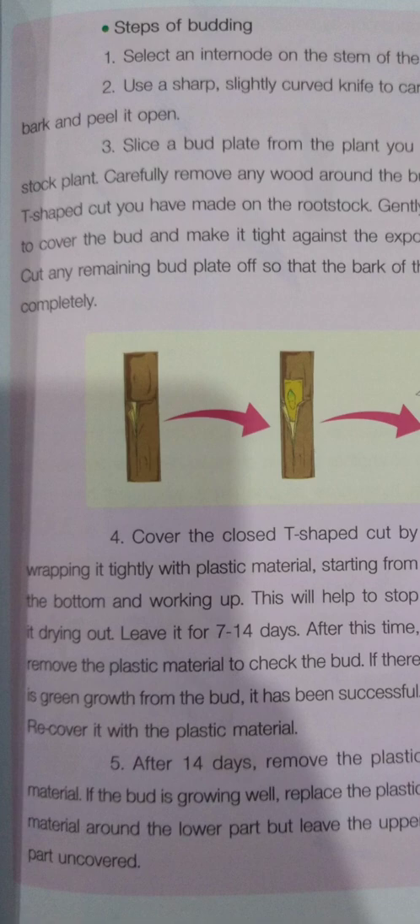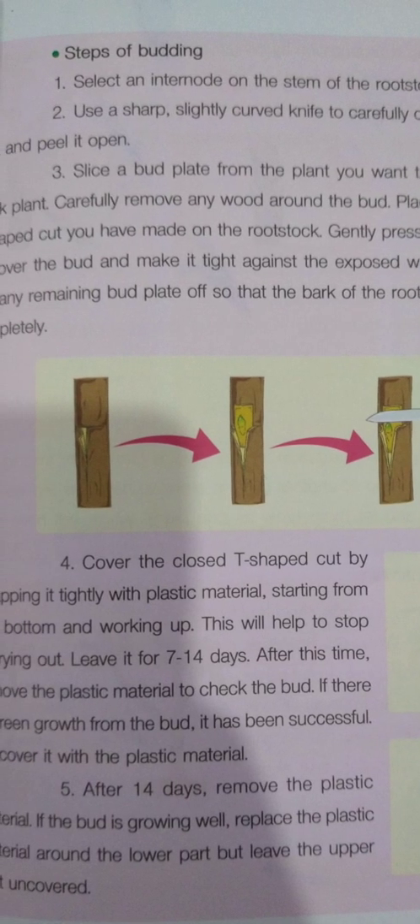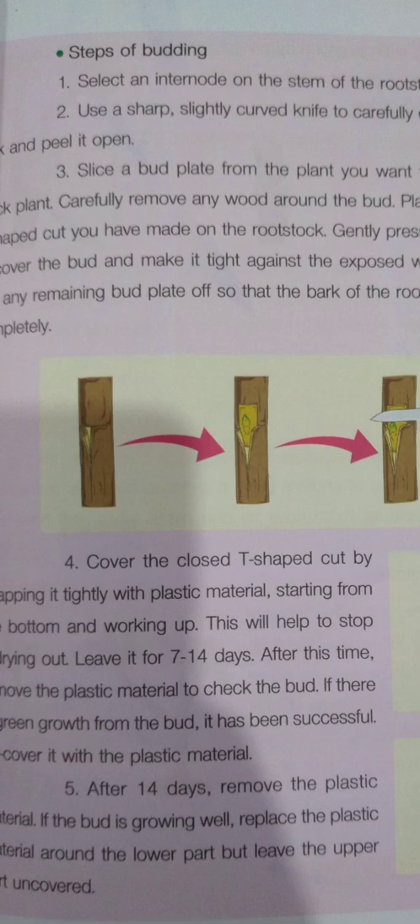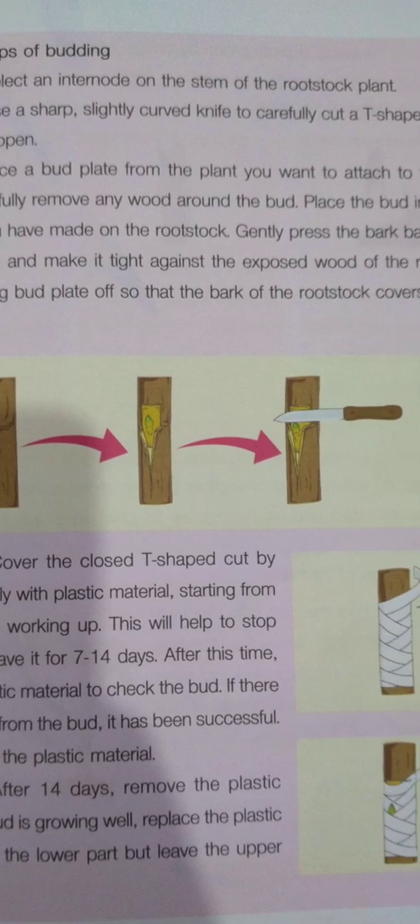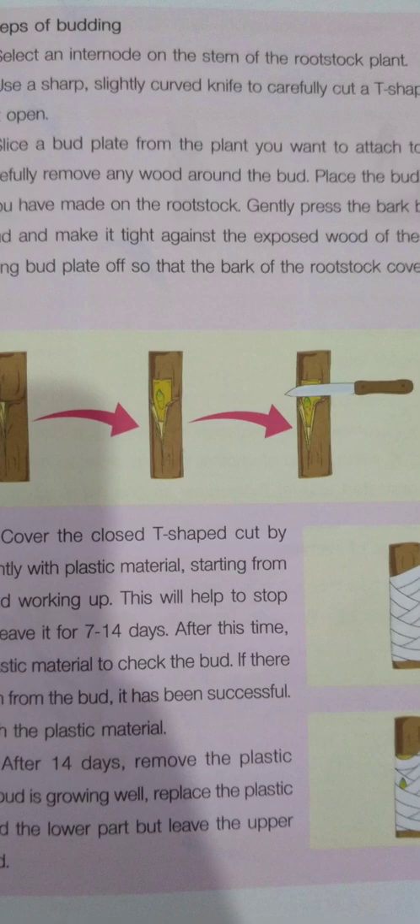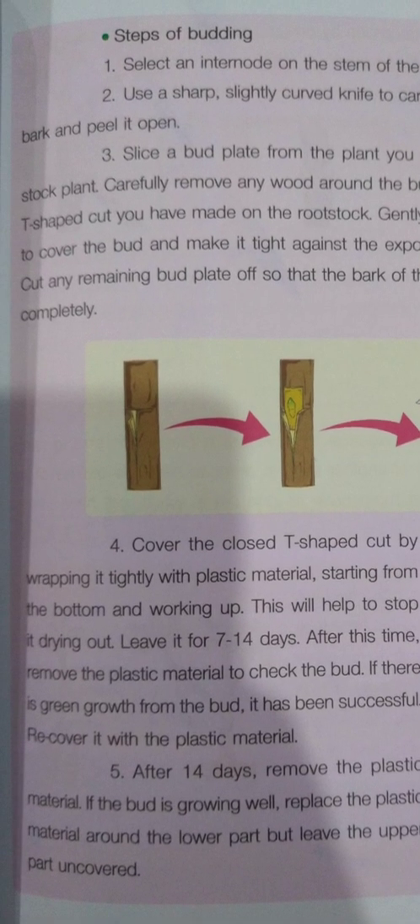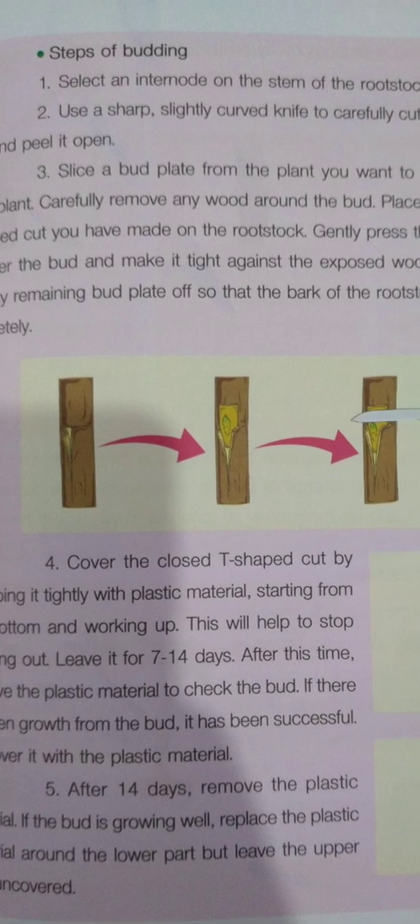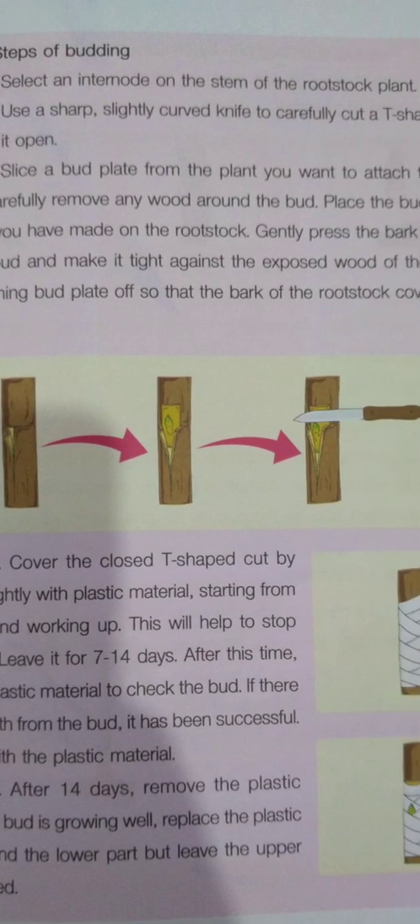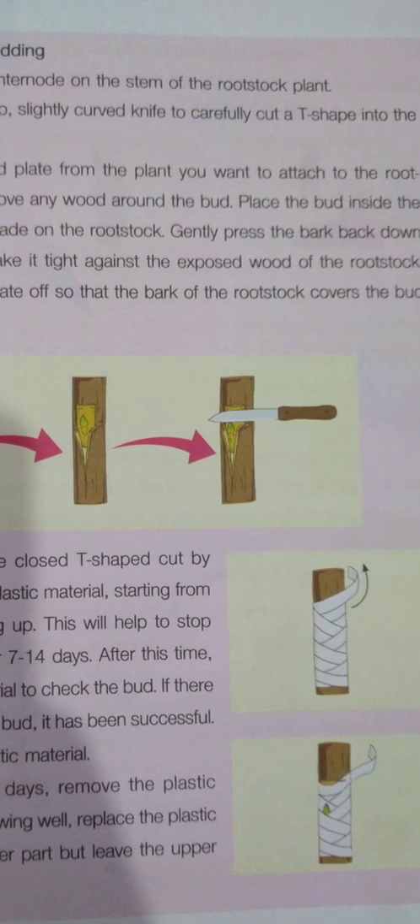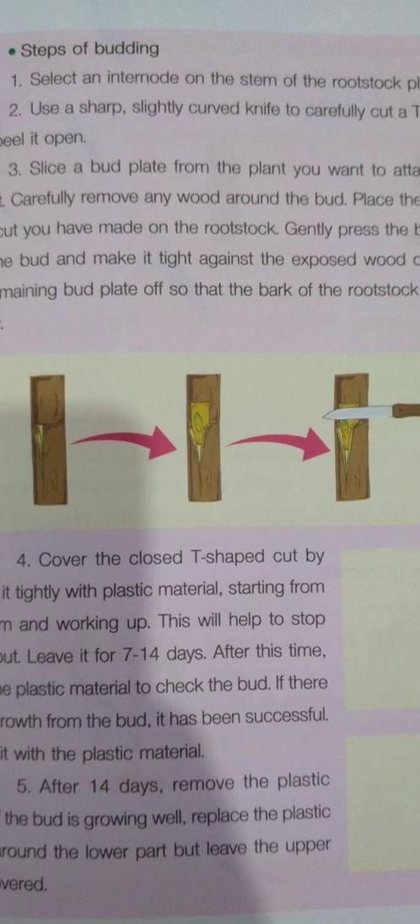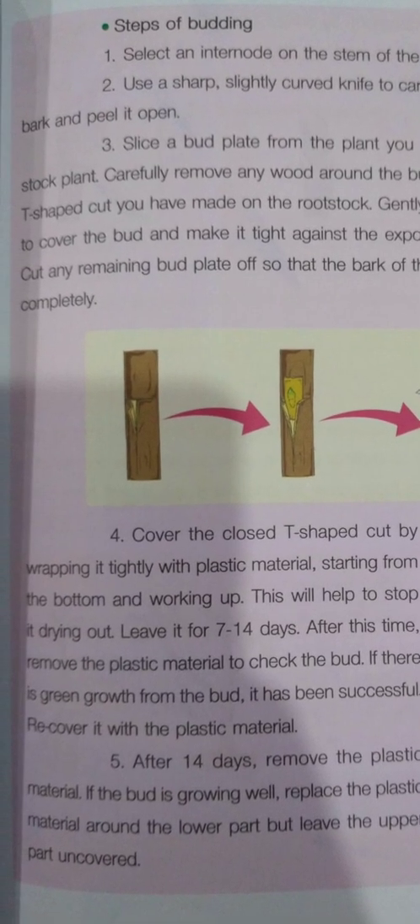Number 3, look at picture number 3. Slice a bud plate from the plant you want to attach to the rootstock plant. Carefully remove any wood around the bud. Place the bud inside the T-shaped cut you have made on the rootstock.